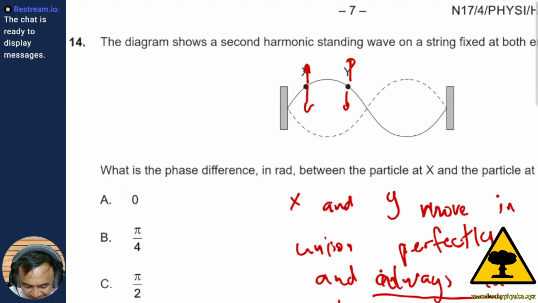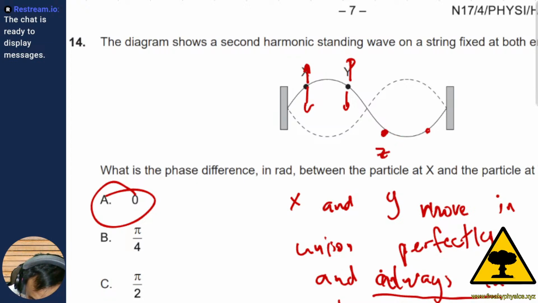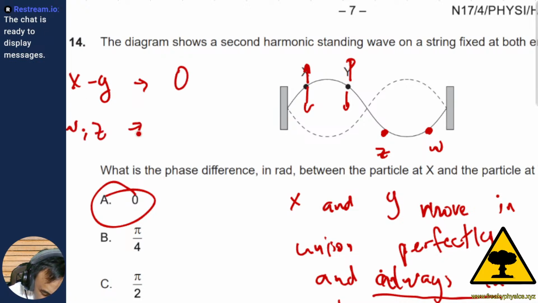So the answer is automatically 0. Now if I added a point Z here and a point W here, then for X and Y, the phase difference is 0. W and Z, the phase difference is also 0. But if we compare X and Z, what do we get?